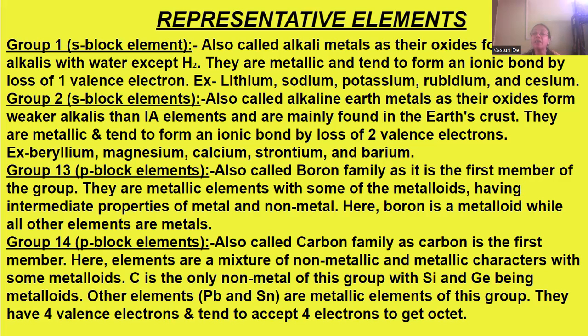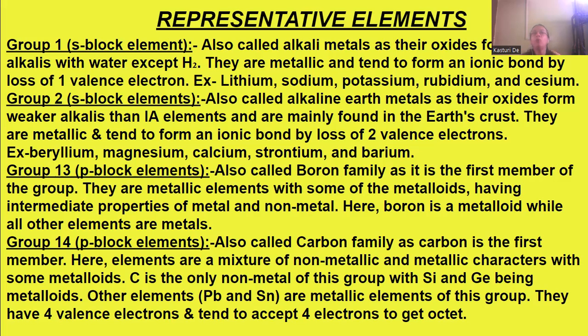They are metallic in nature and they tend to form ionic bonds. How do they form ionic bonds? By losing one valence electron. That's why they are placed in group 1. So they lose one valence electron to form an ionic bond. The examples of the elements of this group are lithium, sodium, potassium, rubidium, and cesium.